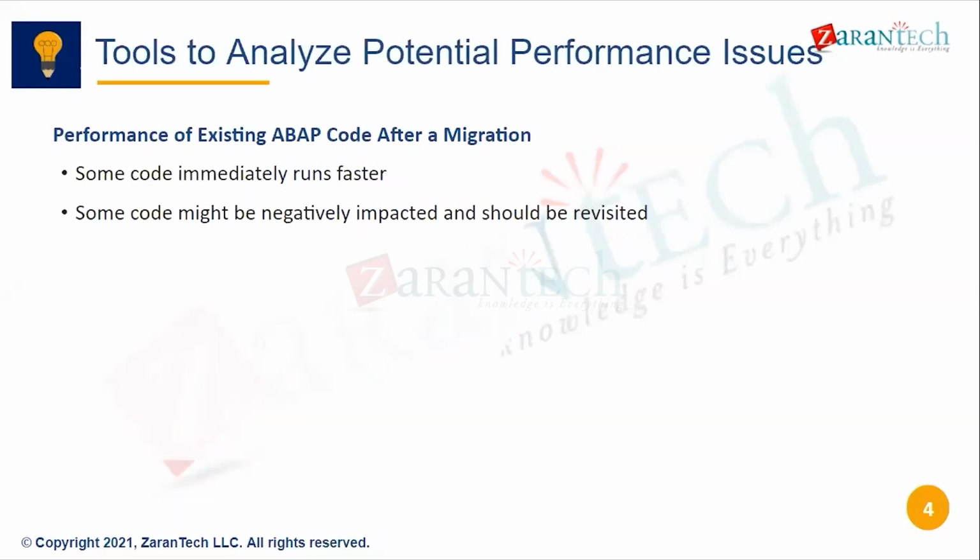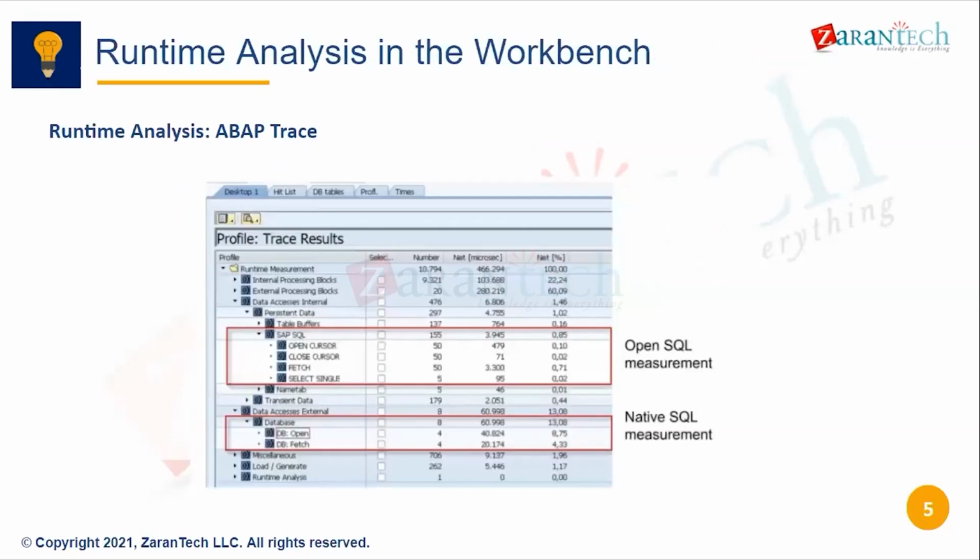What we need to know is how the performance of the existing ABAP code will be after the migration is completed. When I say code, it may be a report, a program or a function module. Some code immediately runs faster, while some code might be negatively impacted and we should revisit that code. We have done the necessary migrations and improvements, but we are not so sure how this particular thing will work. So we can do this runtime analysis by doing an ABAP trace.